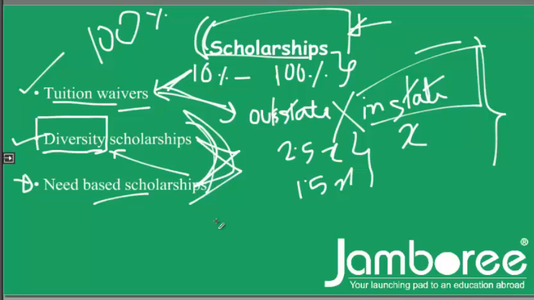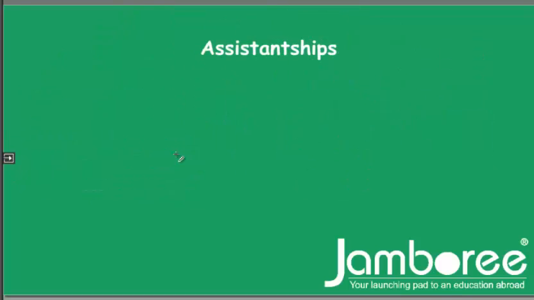Utkarsh, yes, you can apply for multiple scholarships, but as I said, there are not many scholarships for which you have to apply separately. Only diversity and need-based are the ones where you have to write an essay, and that also is not applied for separately. Within the online application form itself, there will be sections.